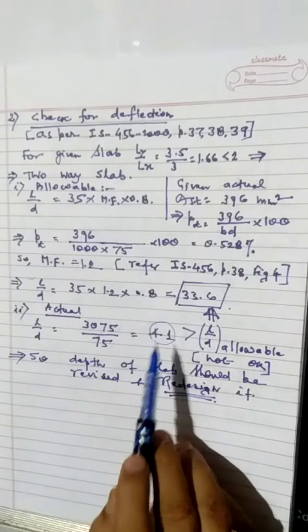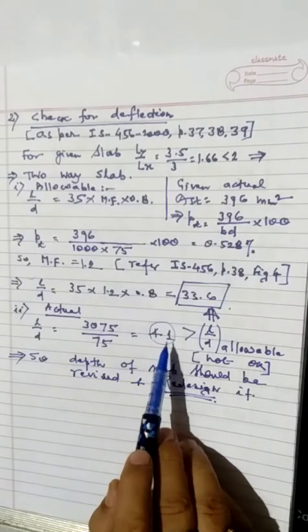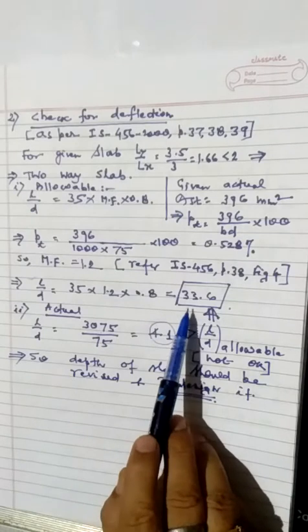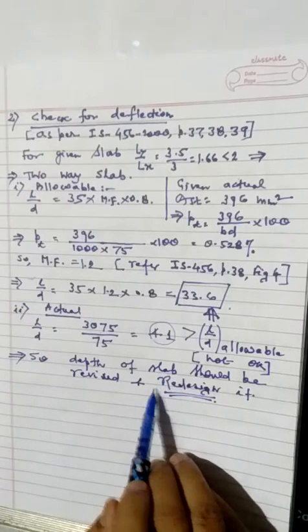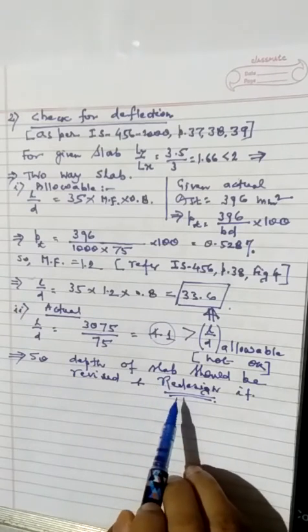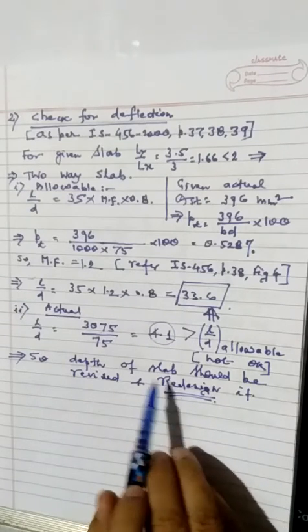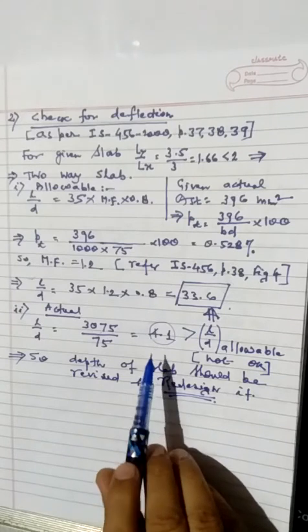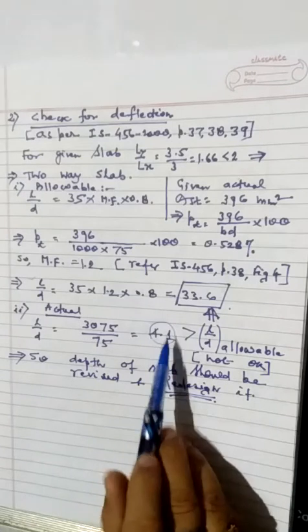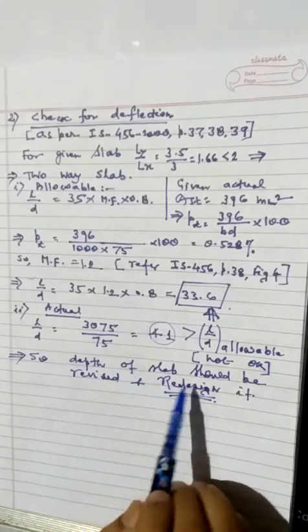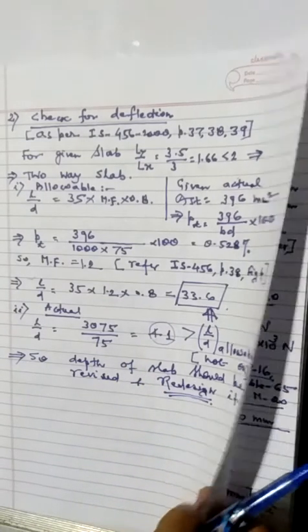So control for deflection is important and the ratio of L by D needs to be within limit as per IS code. So this is the comment of this check, that the depth is, I think, lesser, so this check is failing. So the depth of the slab needs to be revised and redesigned.